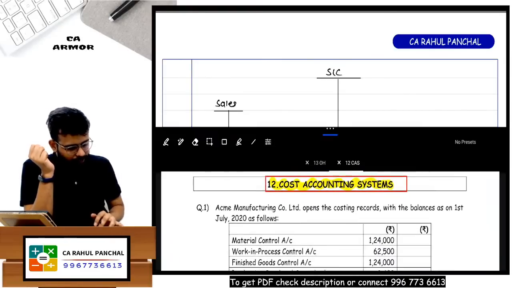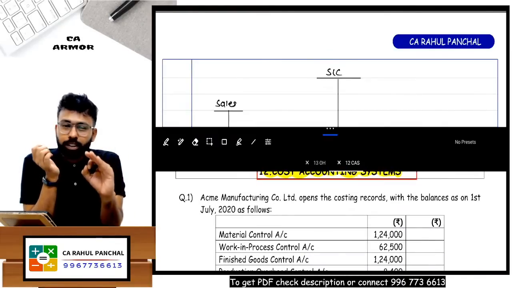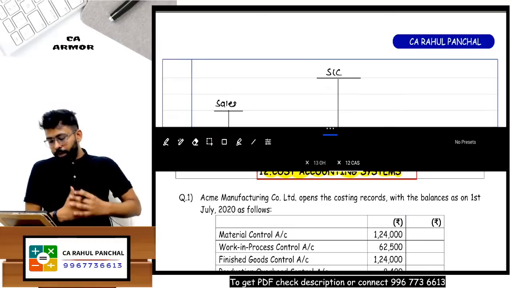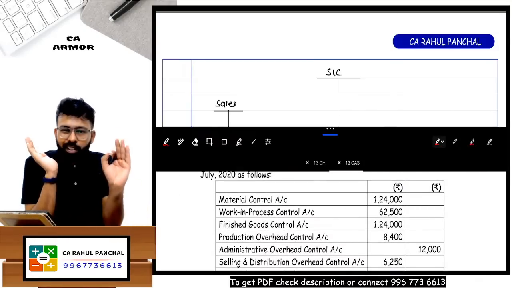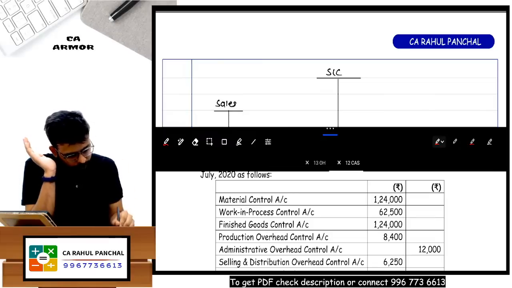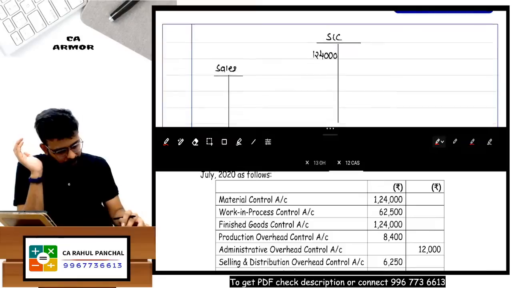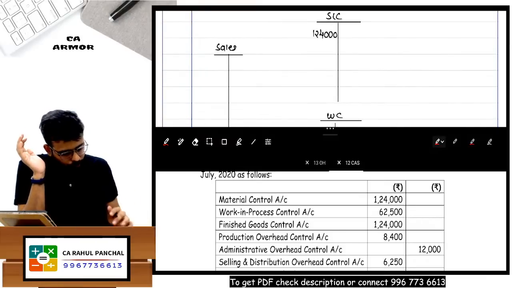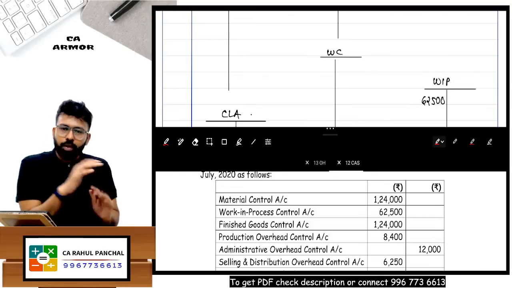Step number one to solve this question is to read the question and first transfer the opening balances. So let us transfer the opening balances. When I say material control account, it is as good as SLC account. So on the debit side you will write 1,24,000. Just write it down, it will be having an opening balance. Now there is a WIP account. In the WIP account you will write on the debit side 62,500. Just write with me, you will get the idea.